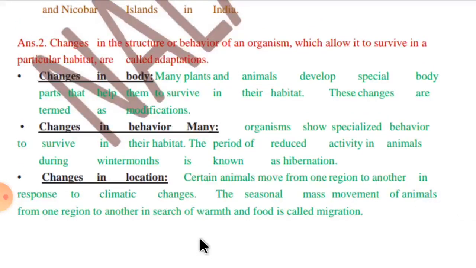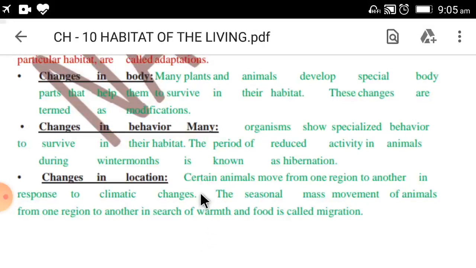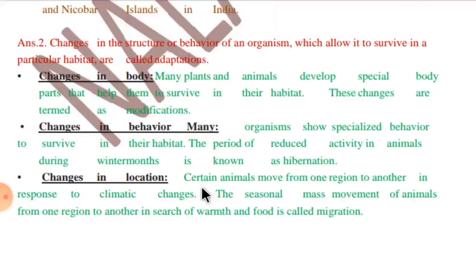Describe adaptation and describe the various means by which animals show adaptations. So see the first one. What is adaptation, beta? Changes in the structure or behavior of an organism which allow it to survive in a particular habitat are called adaptation. Animals show adaptations in three ways: changes in body, changes in behavior, and changes in location.